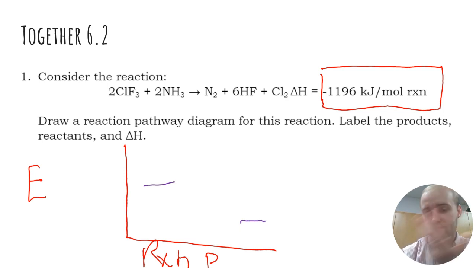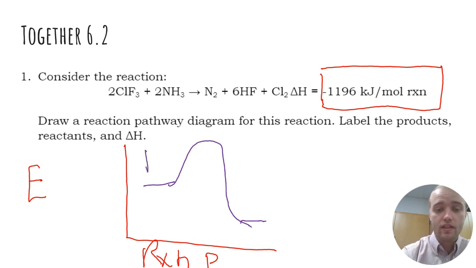We don't know how many transition states there are, but let's just say that we've got one transition state for our reaction here. Our reactants are higher up than our products. So the reactants are right here. The products are right here. The delta H that we need to label is the difference between the energy of the reactants and the energy of the products. That's the delta H right there.